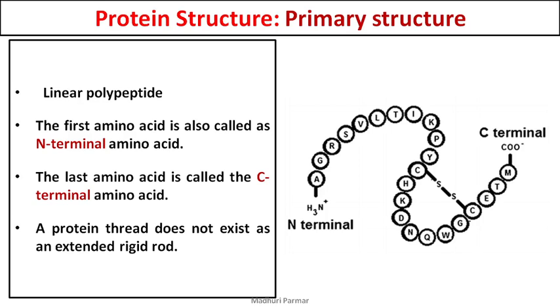A protein thread does not exist as an extended rigid rod. This is more like a thread. This polypeptide will be like a thread. It is movable. It is not like a rigid rod. It is not like a pencil or a pen in a straight line. It is more like wire. It can move in any direction.